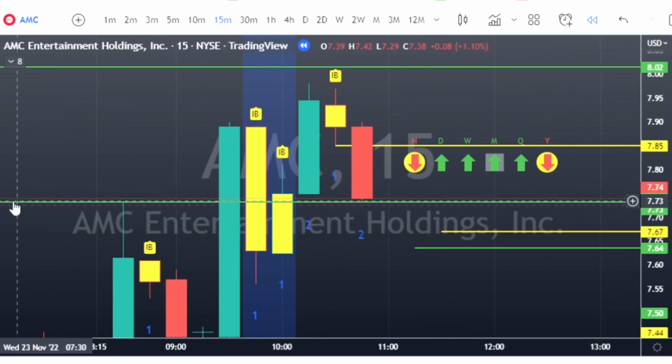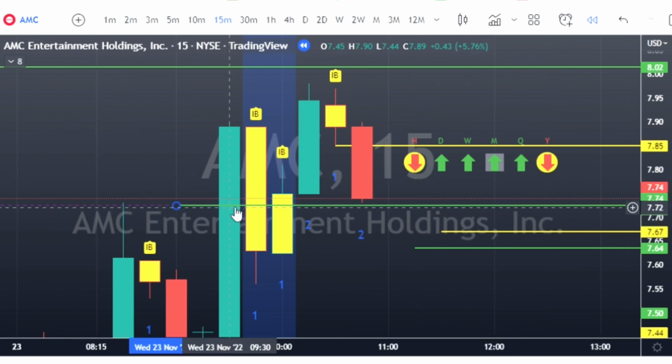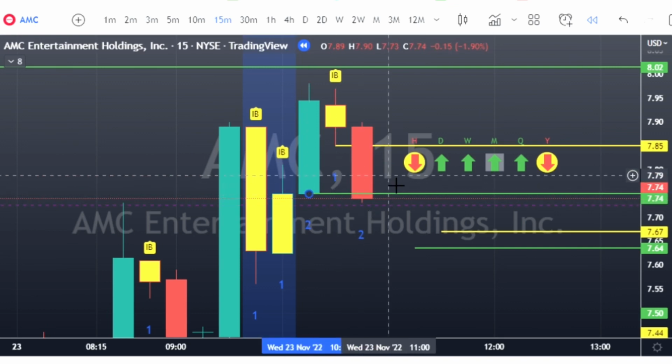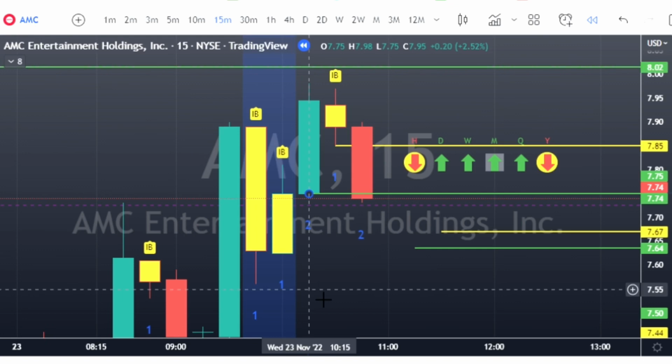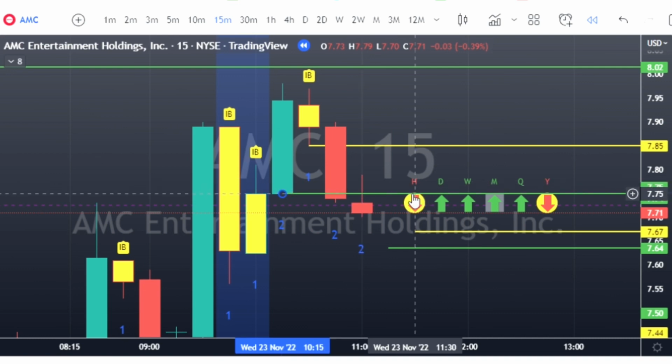If I can find the end of it. Let's move this target back to where it should be. Right there. So target 1 is hit. Now if we come back through that target, we're out of the trade. Okay, and you had another successful trade. So what happens? We come back up through that target and we're out of the trade.